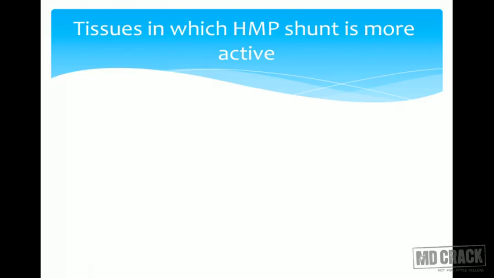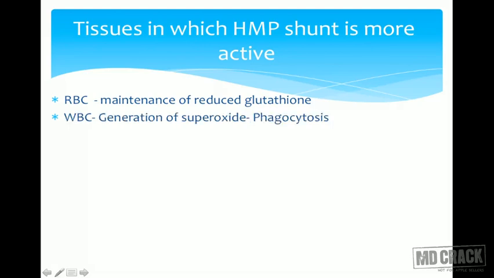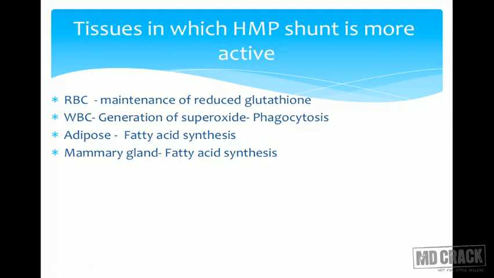So which are these tissues? Here I have a list. Mainly in the RBC. Why? To maintain the reduced glutathione. I'll talk about what is glutathione as we go ahead. It also occurs in the WBCs. Why? Generation of superoxide and helps in the phagocytosis. It happens in the adipose tissue. Why? Again, reductive biosynthesis, anabolic pathway. Fatty acids are synthesized in the adipose tissue, and triacylglycerol is synthesized from the fatty acid in the adipose tissue. So, hence, fatty acid synthesis has to take place in adipose tissue, and hence HMP shunt is very active in adipose tissue. Mammary gland.